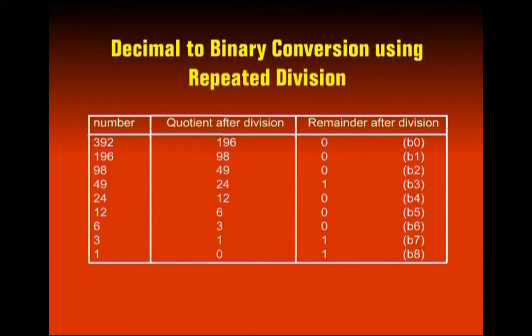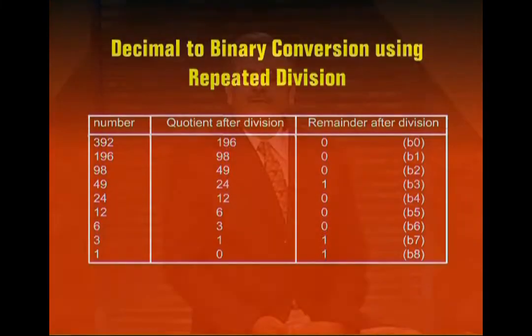Since the quotient value is 0, you cannot continue any longer. So that means the number 392 has been converted into binary. What is the binary number? So starting from the last remainder, it's 1, 1, 0, 0, 0, 1, 0, 0, and 0. In the last example, we looked at the conversion of decimal numbers into binary using the sum of weights method in reverse and the continued division by 2.